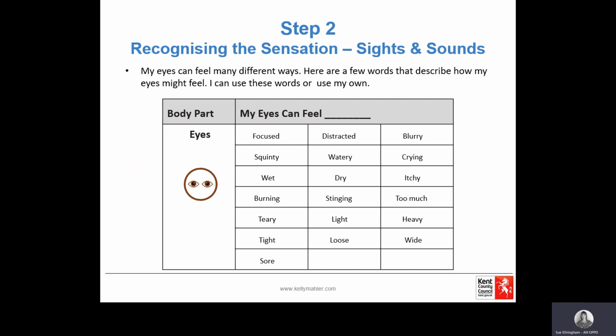Did you come up with any of these words? So my eyes can feel focused, distracted, blurry. My eyes can feel wet or itchy. My eyes can feel stinging. My eyes can feel heavy. My eyes can feel too much. Or my eyes can feel tight or wide or sore. The word too much can be used here as a describing word for the eyes. This describes the feeling many autistic people report when they are experiencing sensory overload.